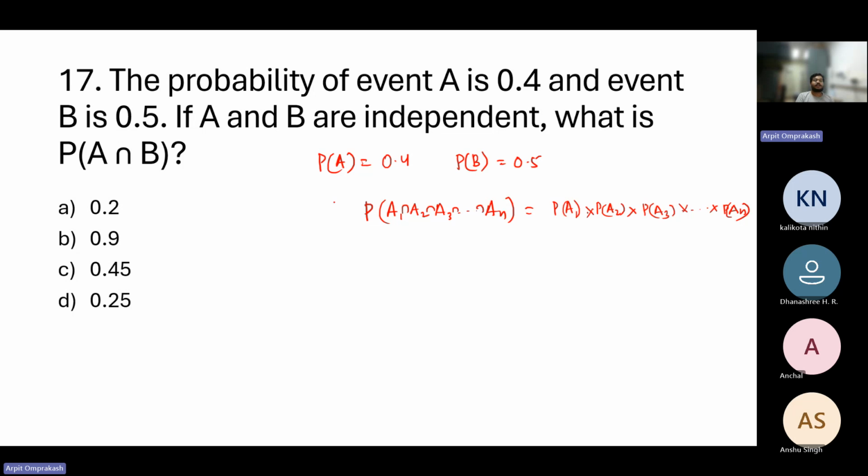So in this case, we have that scenario where we are asked what is the probability of A intersection B. And we know that A and B are independent. So just probability of A into probability of B is 0.4 into 0.5. So the option is 0.2.